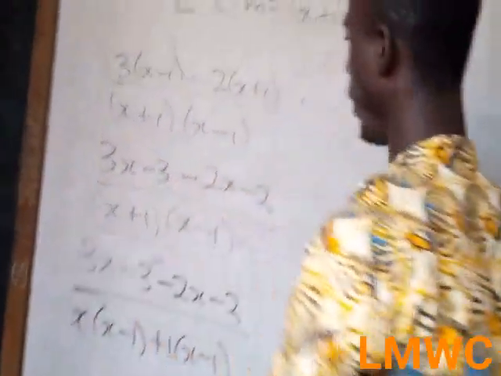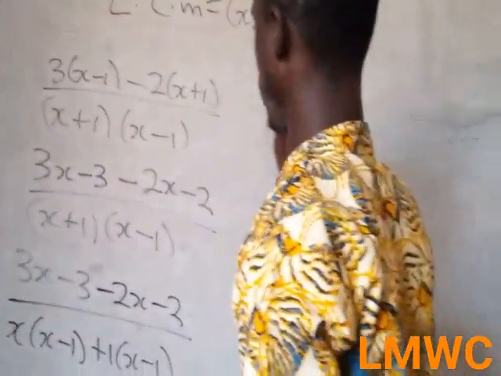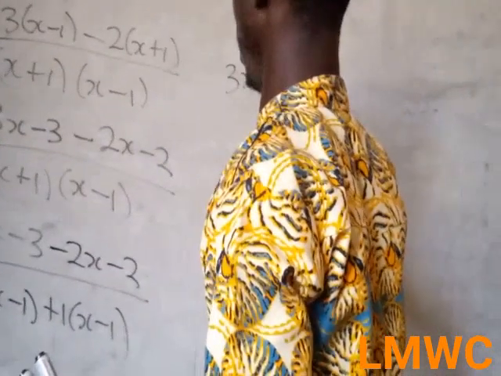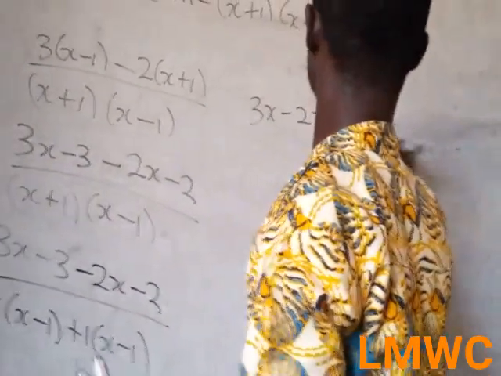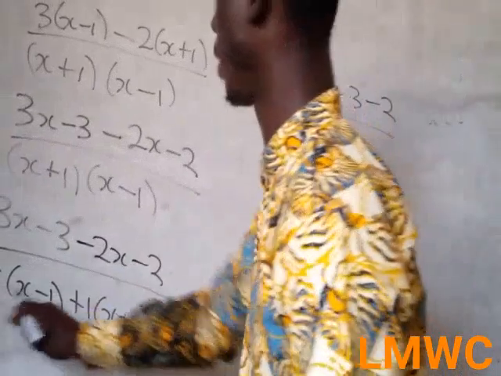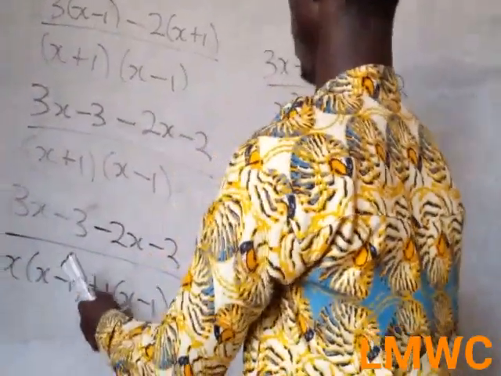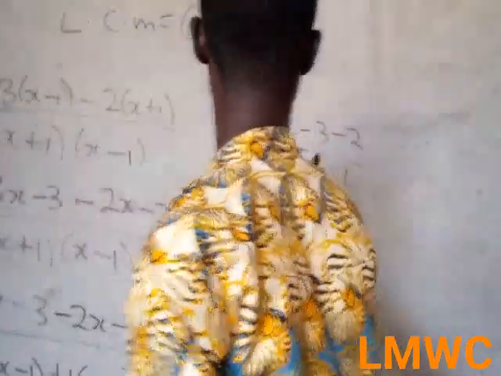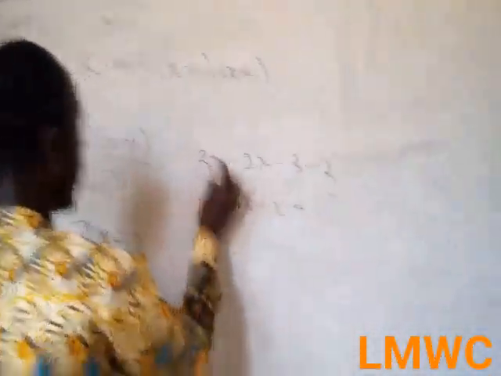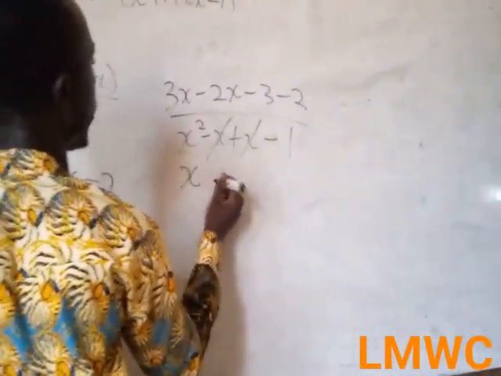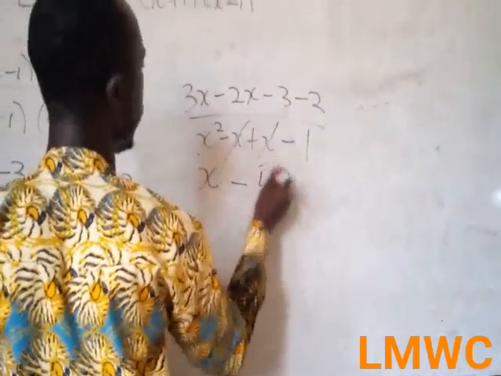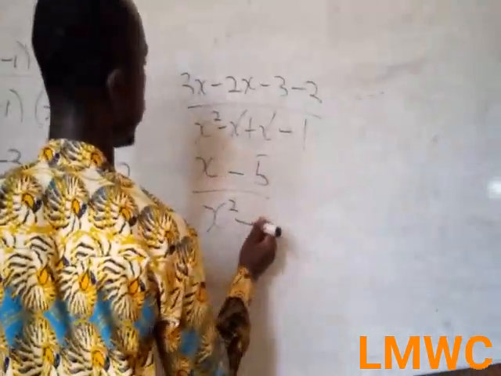So you can group like terms on top. It becomes 3x minus 2x, minus 3 minus 2, over x times x is x squared, minus x plus x, minus 1. This will cancel this. So 3x minus 2x is x, minus 5, over x squared minus 1. So this is our answer.